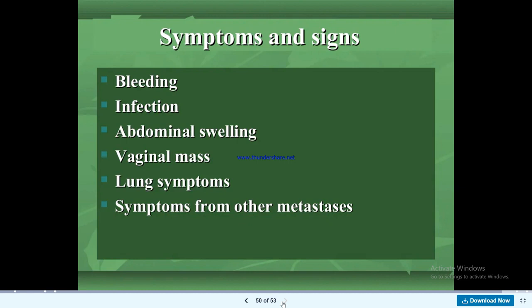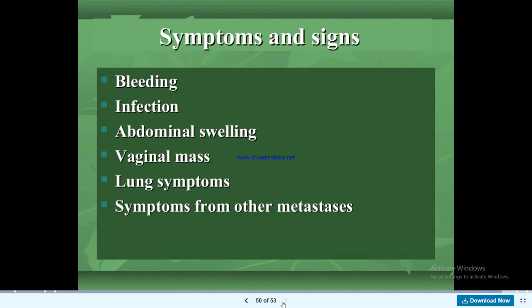Amenorrhea. Patient may also present with a history of amenorrhea, which is caused by high level of hCG produced by distant metastasis. Abdominal or the vaginal mass, the primary lesion growing in the uterus can enlarge to the size which is palpable vaginally or abdominally.